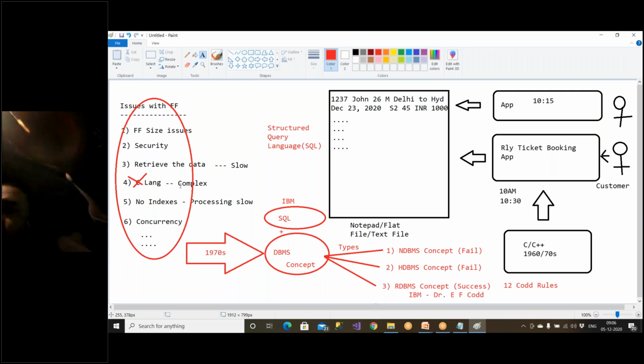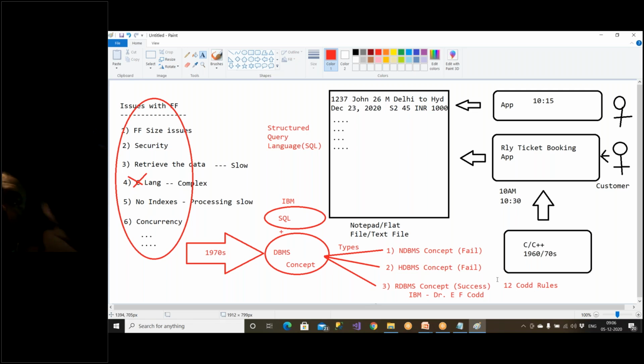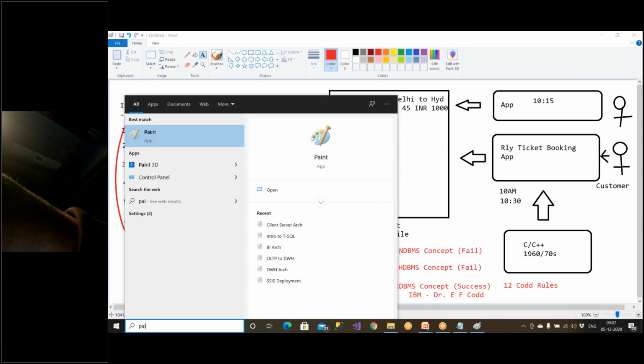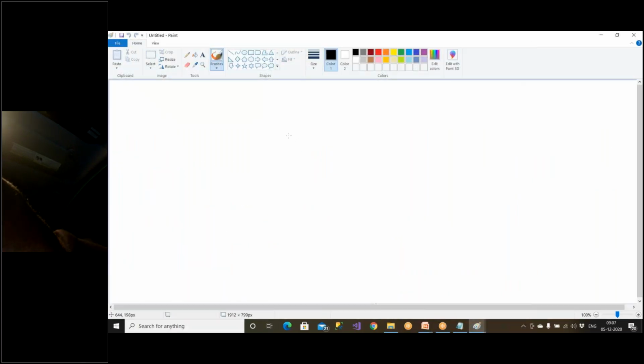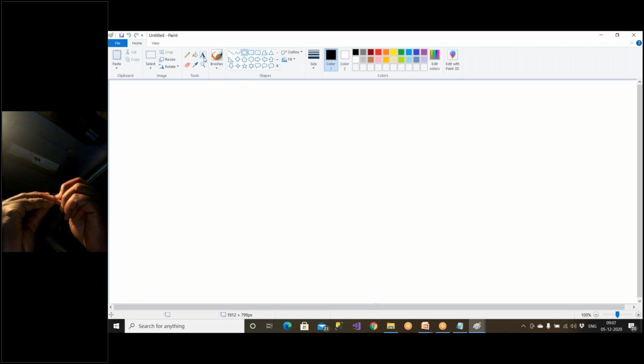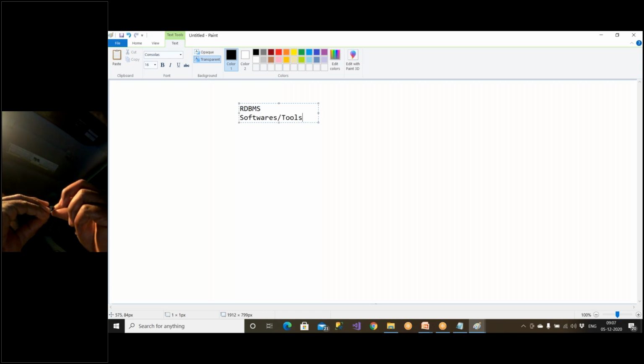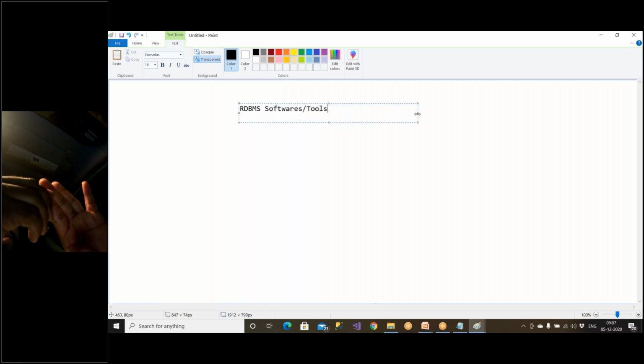Clear? So a lot of rules have been created. If you are using at least 10 of the 12 Codd rules, you are called an RDBMS software. Clear? So we have a lot of RDBMS software, or people will say RDBMS tools, available today with the help of these rules only.